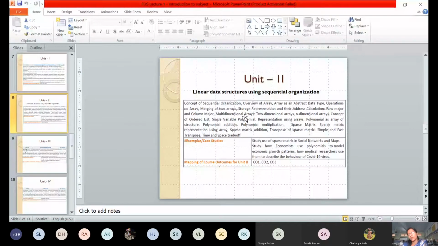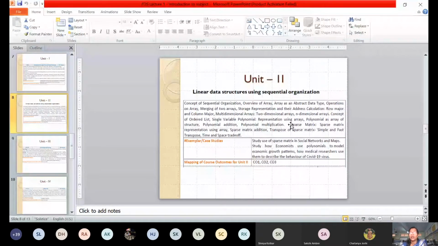And one of the very popular applications of array is in polynomial representation. So in the second half of the unit, you will be learning single variable polynomial representation using array. How arrays can be used to represent polynomials. And in the same line, you will learn polynomial addition, polynomial multiplication.